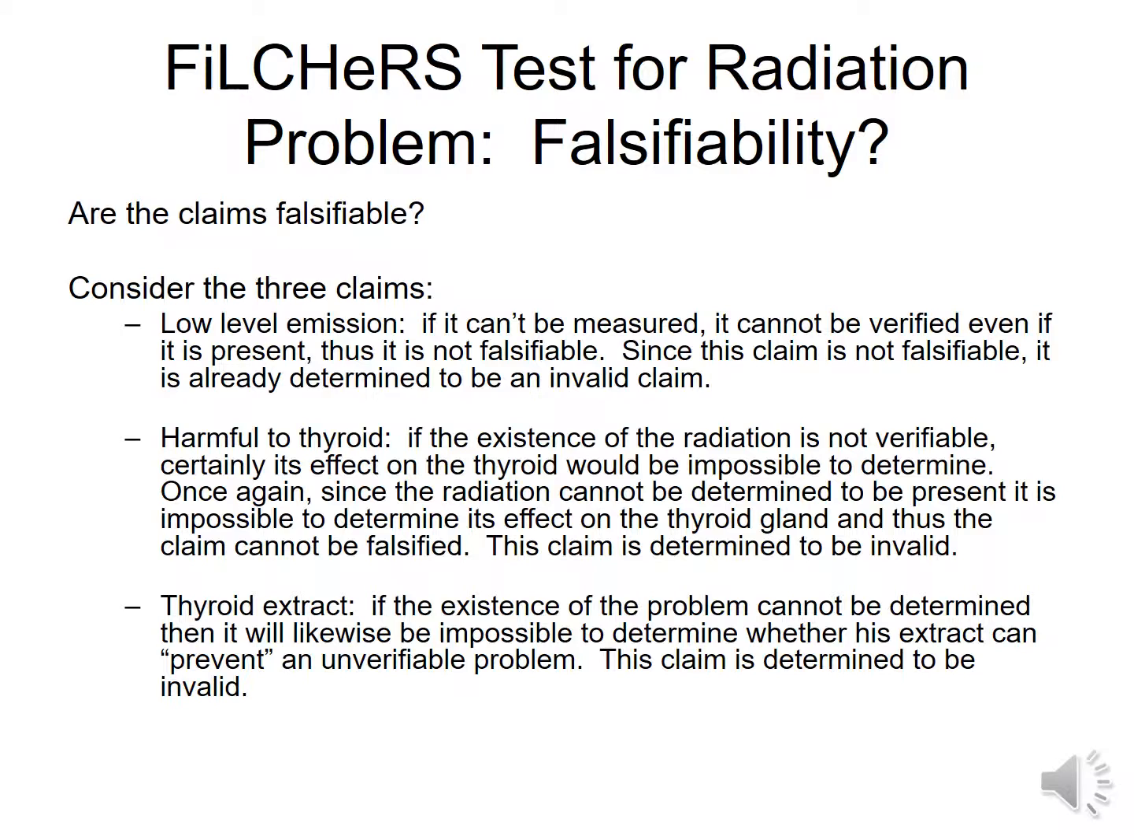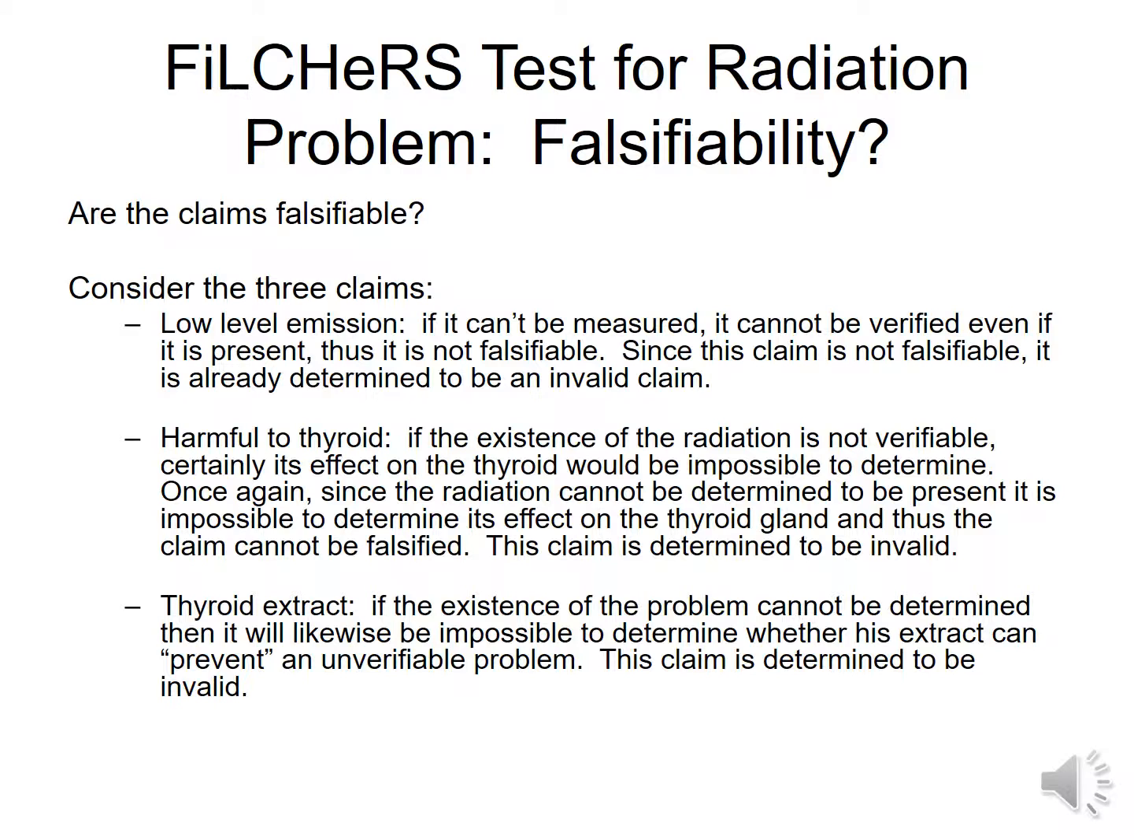Let's check it for falsifiability first, since that's the F in FILCHERS. And if we look at the three claims, the one is there's a low-level emission, you can't measure it. Well, if I can't measure this low-level radiation, there's no way for me to falsify it. I can't come in and say, nope, took a measurement, it's not true, I can't measure it. So this claim is not falsifiable, and so already that part is determined to be an invalid claim.